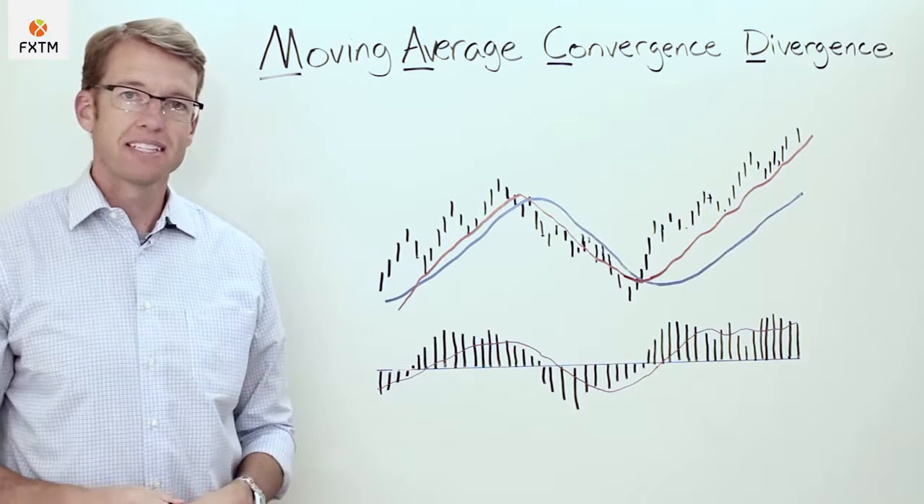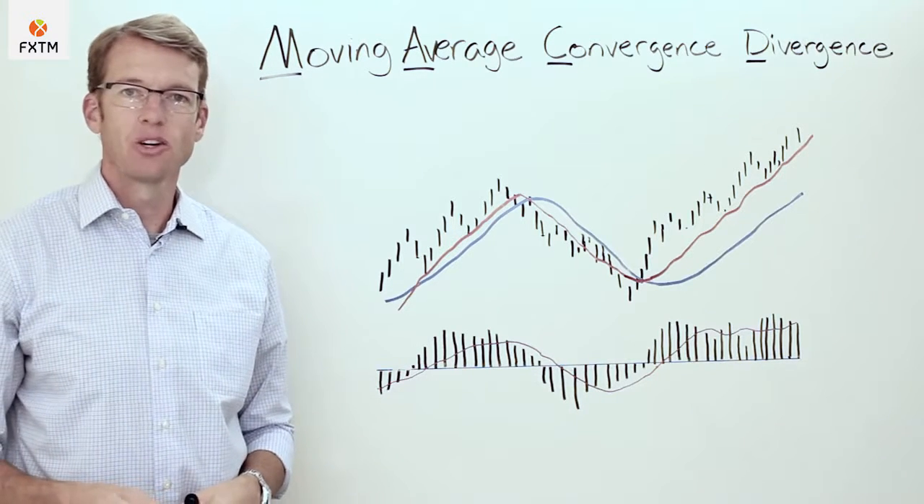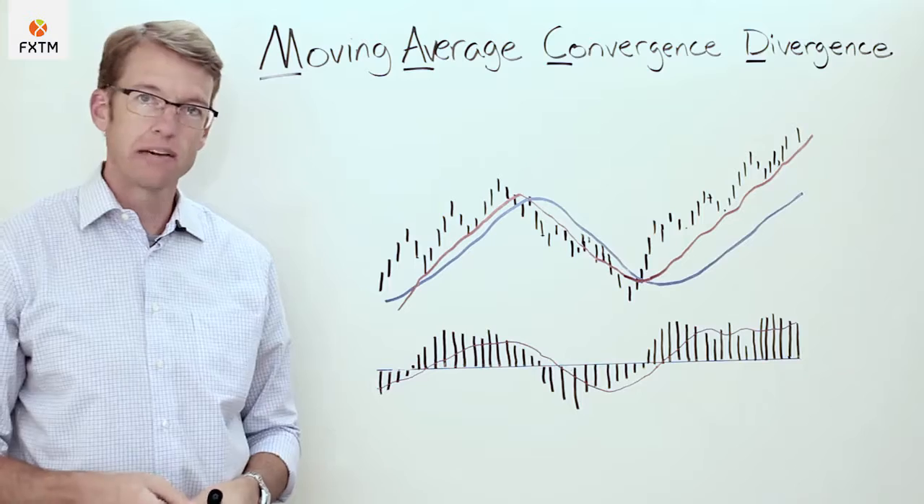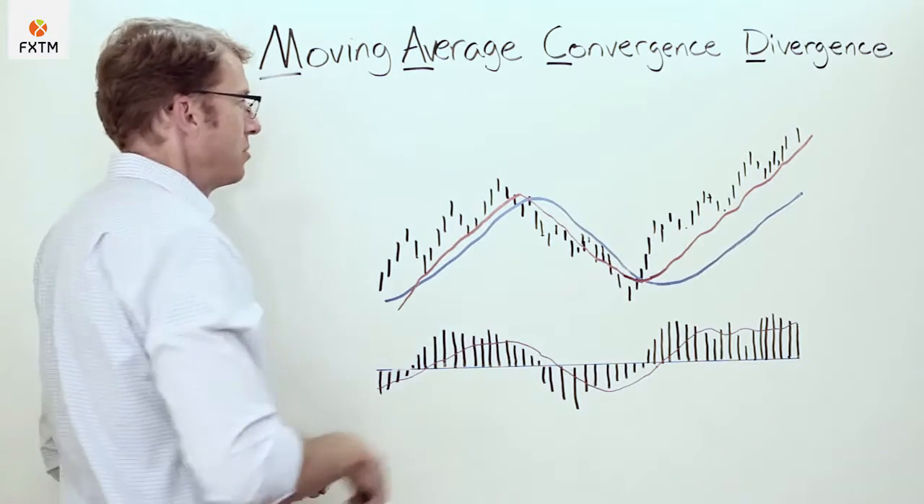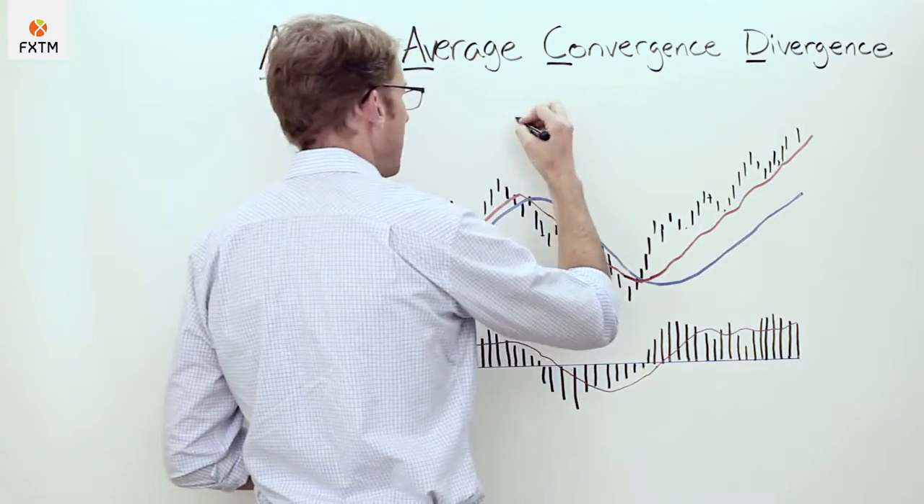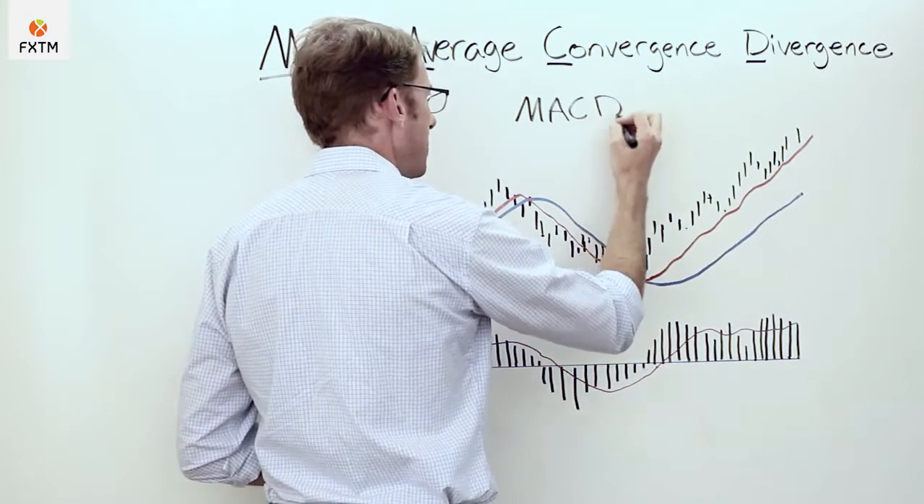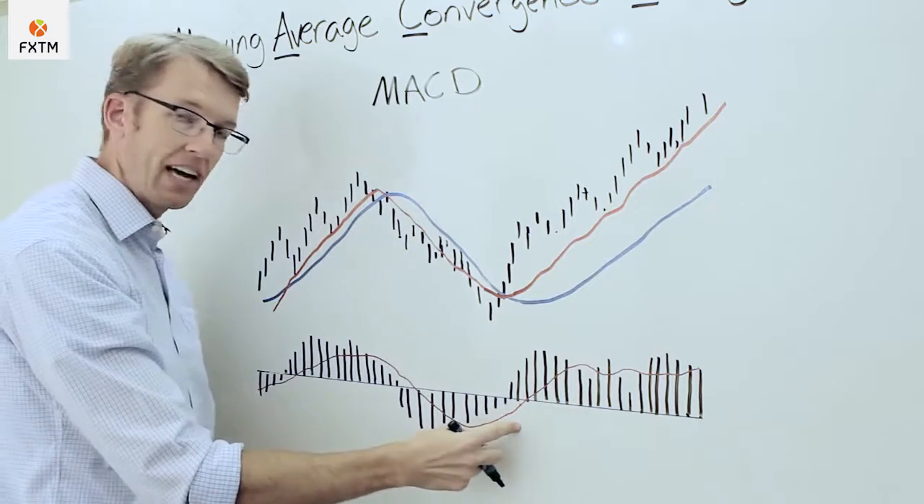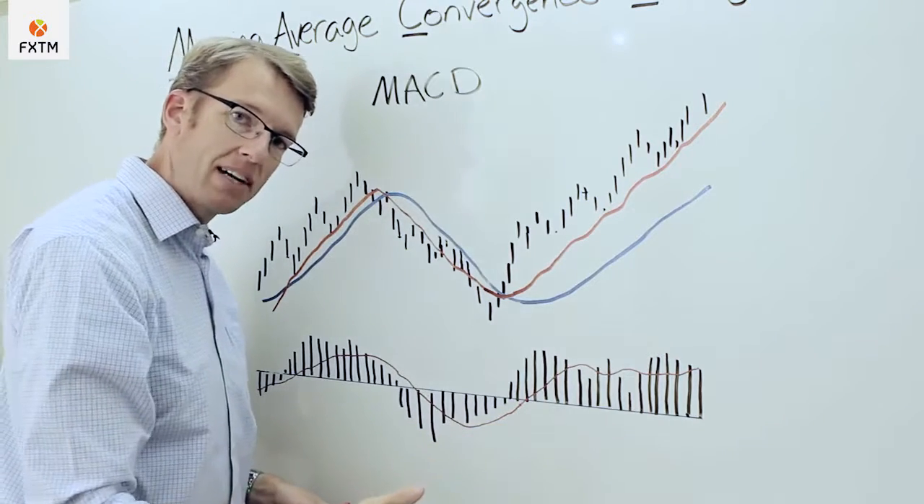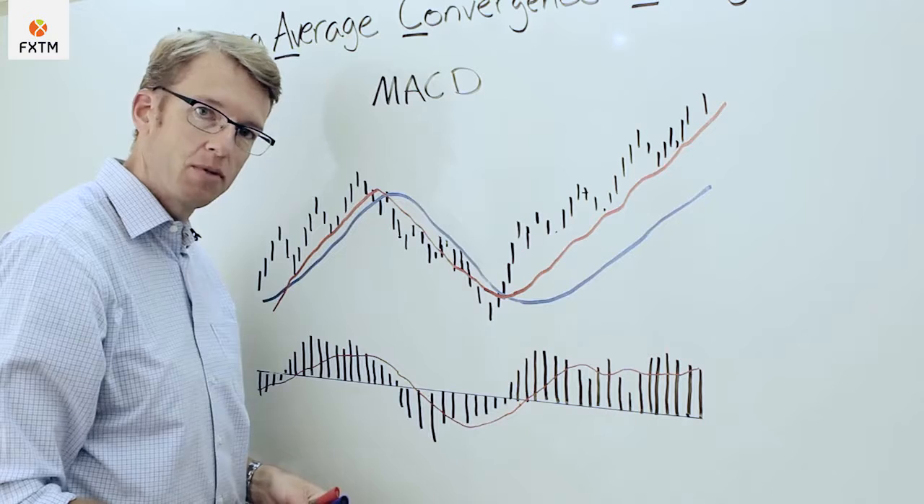In this episode of the FXTM educational series, we're going to be taking a look at the moving average convergence divergence technical indicator. Now, most investors are going to abbreviate this as the MACD. The MACD is displayed as an oscillator underneath our price chart, and I have it here. It is basically comprised of an analysis of two different moving averages.